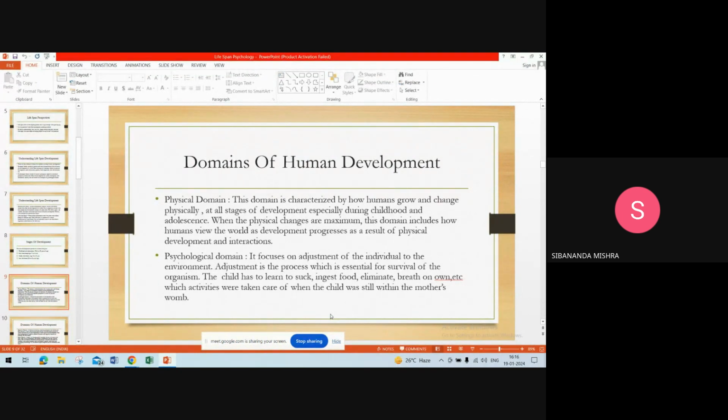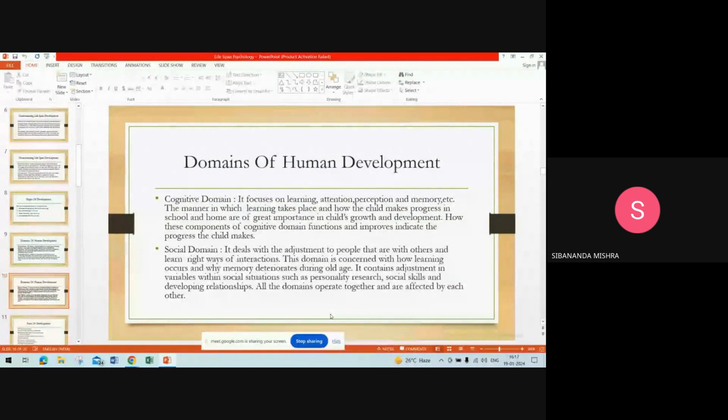Second is the psychological domain. It focuses on adjustment of the individual to the environment. Adjustment is the process which is essential for survival of the organism. The child has to learn how to suck, ingest food, eliminate, breathe on its own, etc., which activities were taken care of when the child was still within the mother's womb. Okay.